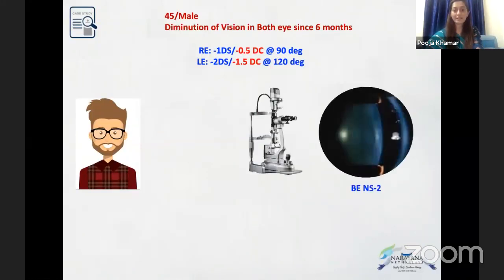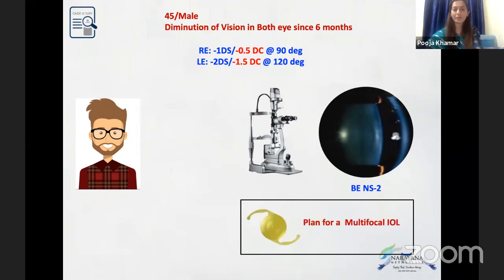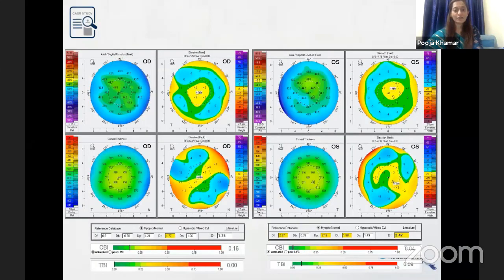This is just my last case. On the same line, a patient wanted cataract surgery and was planning for a multifocal IOL because he's just 45 years of age. So he wanted complete independence from glasses. This was his topography, nothing unusual. Biomechanics is also normal. You can see some irregularities present here, but otherwise it looks grossly fine.